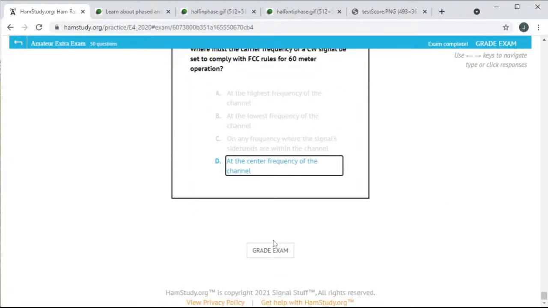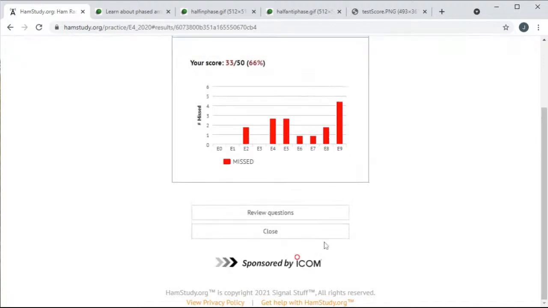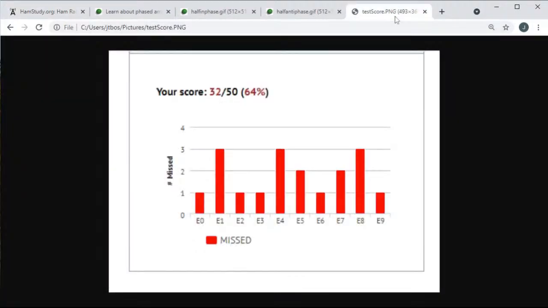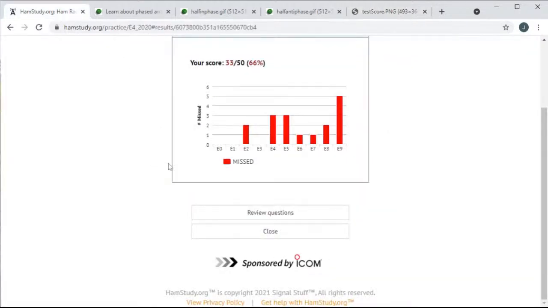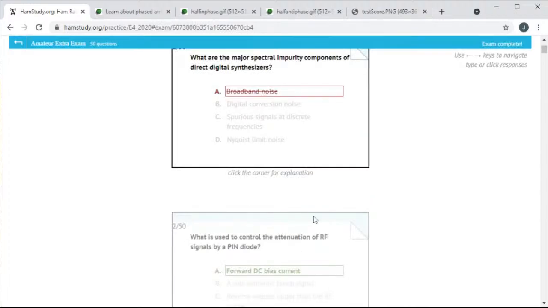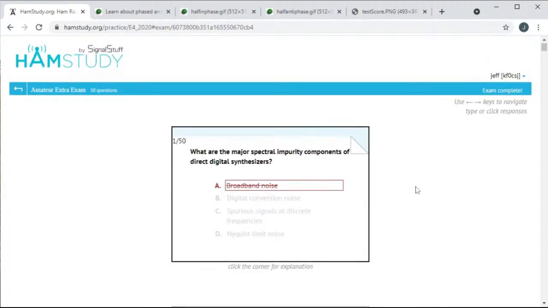And now it is time for me to grade it. So my score from before was 32 out of 50. My score today is 33 out of 50. One more correct than last time, but still 2 questions shy of passing. So let's go over the questions.